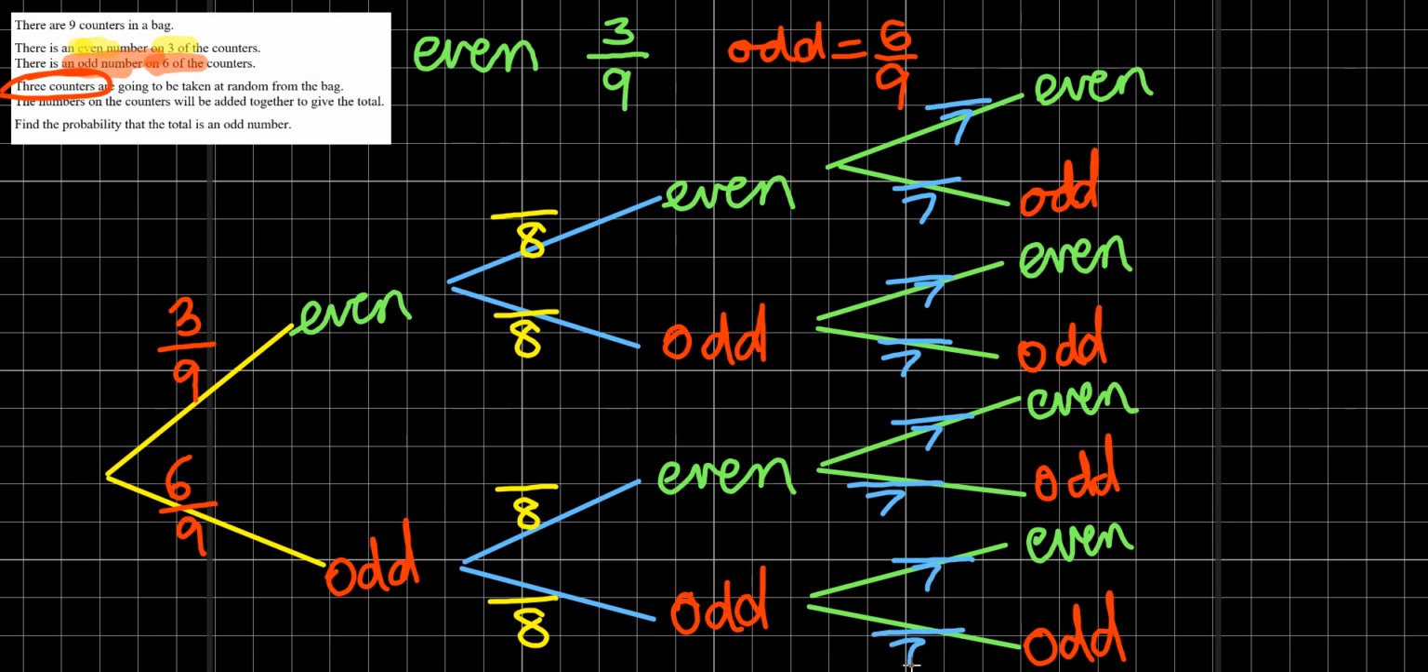So if we had 3 even to start with, and we've picked up an even, it means we would have 2 even numbers. 2 plus 6 would give us 8, so we would have 8 odd numbers. If we've picked up an odd number, it means we would have 1 less odd number, so we would have 5, and then there would be 3 even numbers, because the probability must add up to 1.